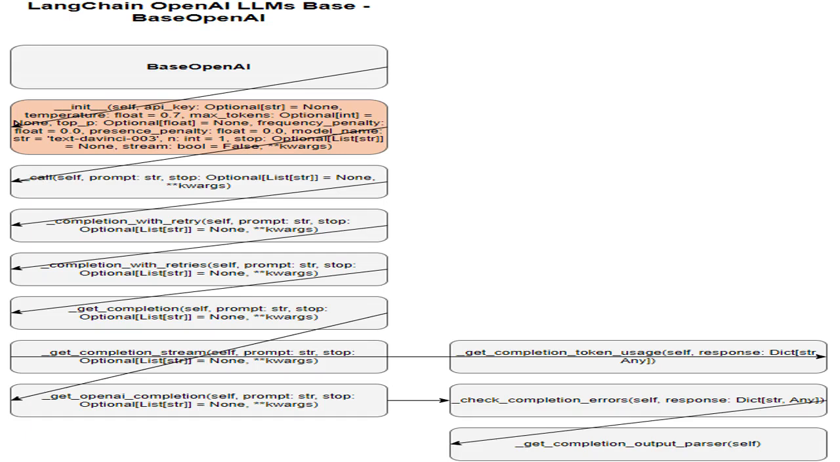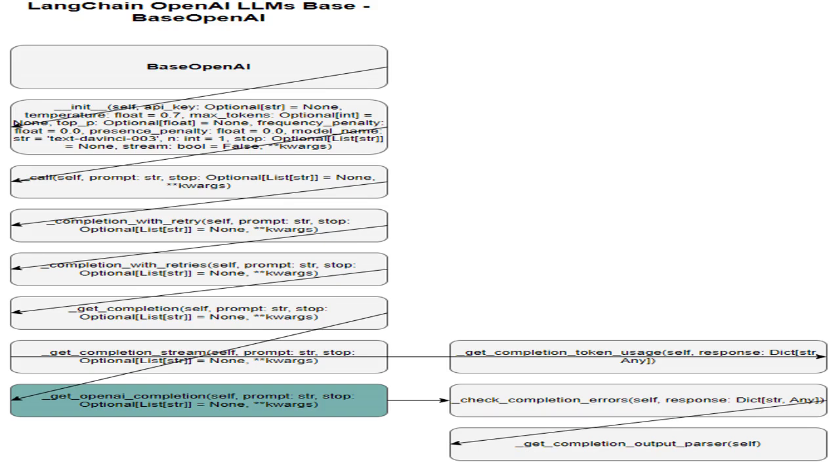Base OpenAI init initializes itself with parameters provided in the constructor. The initialization sets up the necessary components for call to work. Call delegates the request handling to completion with retry. Completion with retry uses completion with retries for retry logic. Completion with retries makes multiple attempts to retrieve the completion using get completion. Get completion uses get OpenAI completion to send the request to OpenAI.